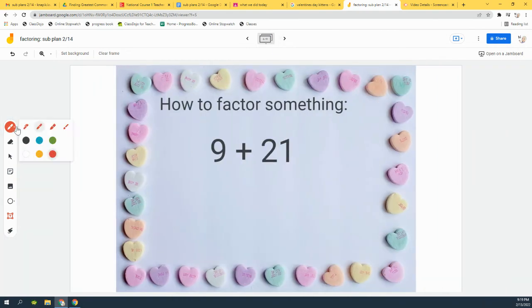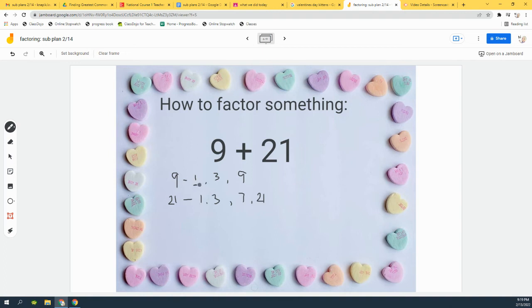Another example. 9 and 21. First thing you're going to do, list out your factors. Alright, so we know 9 is 1 and 9, and 3 times 3. For 21, we know 1, 21, 2, no. How about 3? 3 times what? 3 times 7. 4, 5, and 6 do not go in 21.